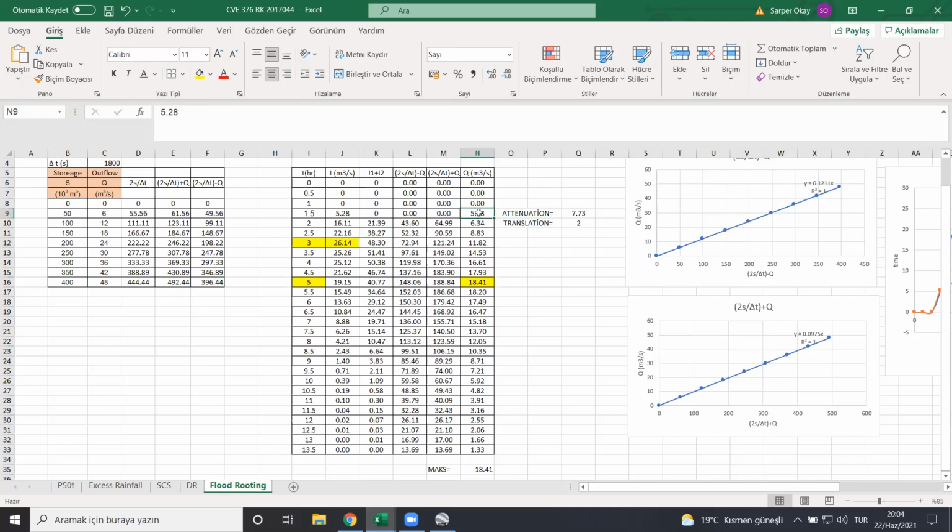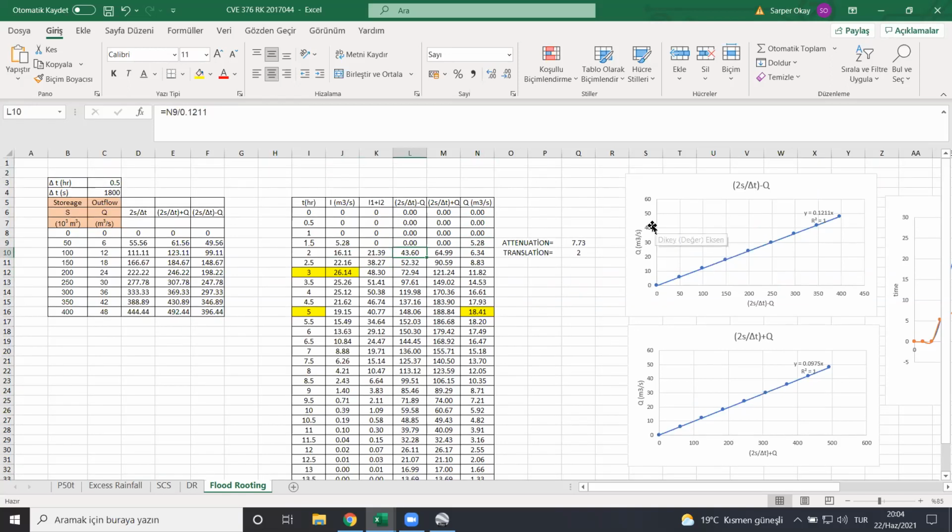After that, I also told you this first Q value will be equal to first I value. Then you fill this one. Okay. Then what you need to do is you need to draw this graph from this table. You're going to draw discharge versus 2S divided by delta T minus Q graph.